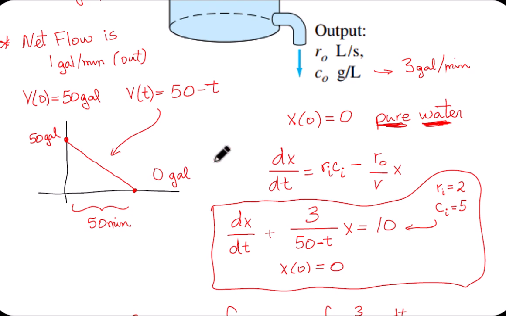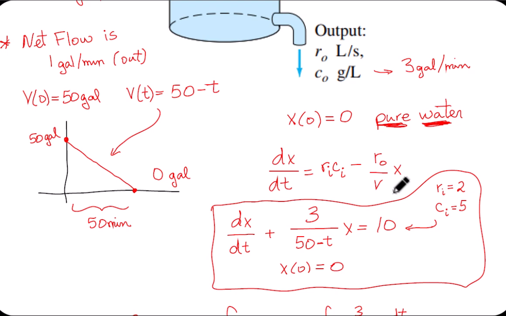All right, let's see. Initially, the tank had pure water in it. All right, so x of t is the amount of salt in the water at any particular time. All right, so let's see, what do we have here? We've got our differential equation for this solution.